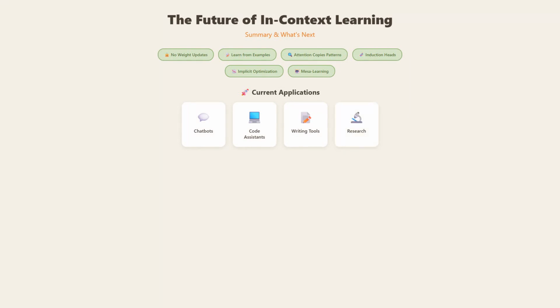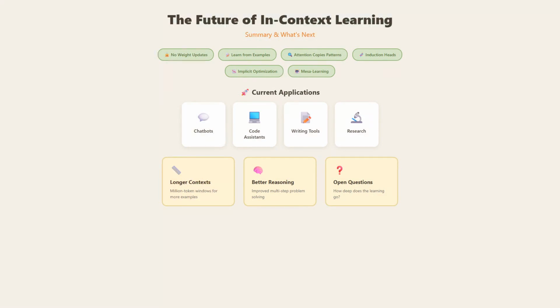Today, in-context learning powers many applications we use daily. Chatbots, code assistants, writing tools, and research applications all leverage this capability. Looking to the future, we're seeing context windows grow to millions of tokens, enabling even more examples and richer context. Reasoning capabilities are improving, allowing models to handle more complex multi-step tasks. And there are still open questions about how deep this learning really goes and what its fundamental limits are. We're just beginning to understand the full potential of in-context learning.